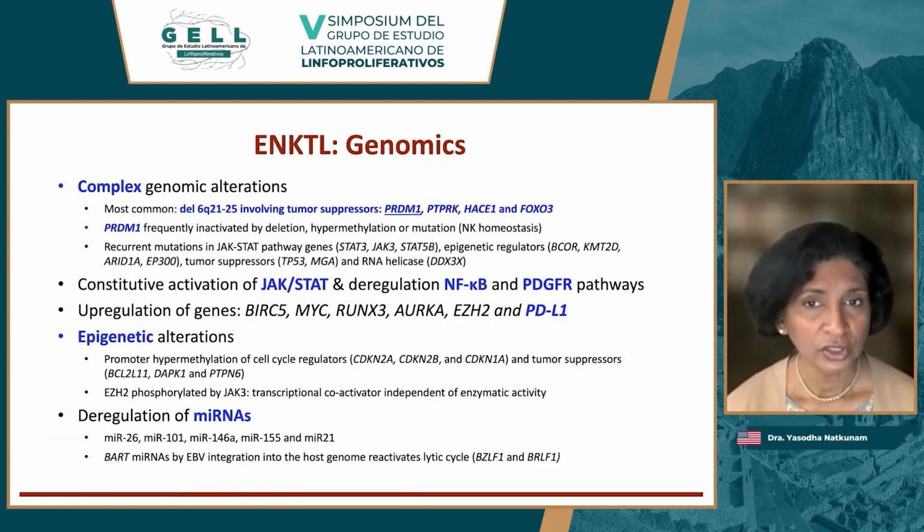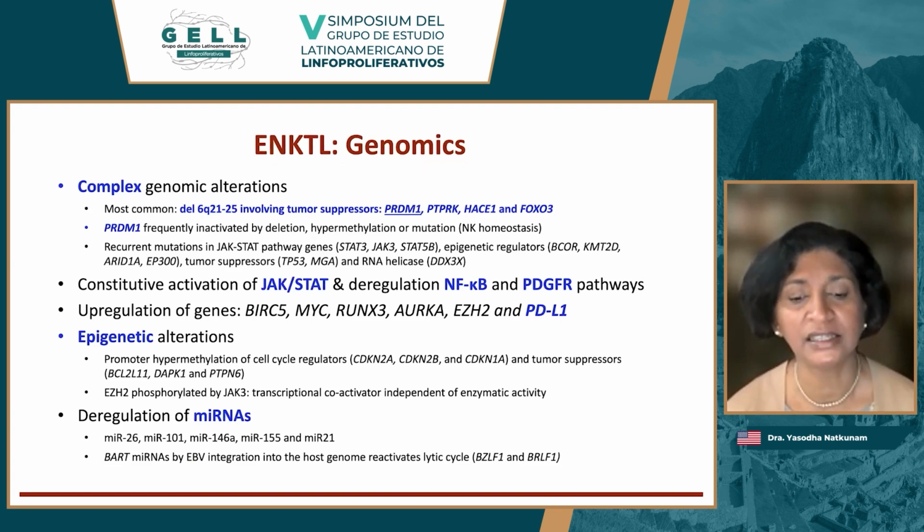In the last few years, much of the genomic complexity of this lymphoma has been identified. I have summarized a lot of data here, but I wanted to just highlight the ones in blue that are of importance to know about. The deletion 6q21 involves the tumor suppressor gene PRDM1, which is very frequently inactivated. Also, the JAK-STAT pathway and deregulation of NF-kappa B and PDGFR pathways are well known.